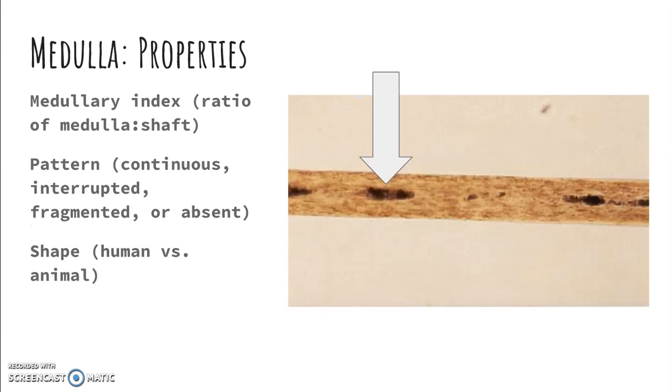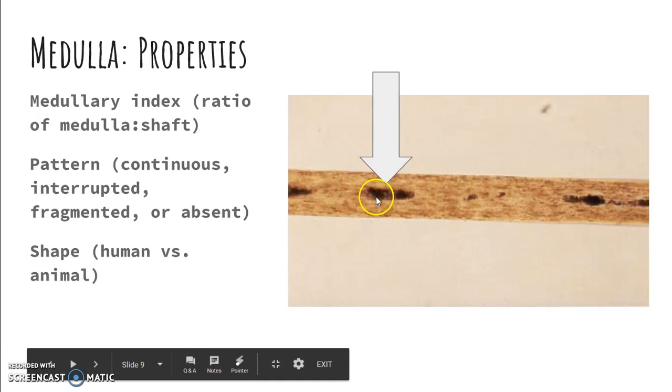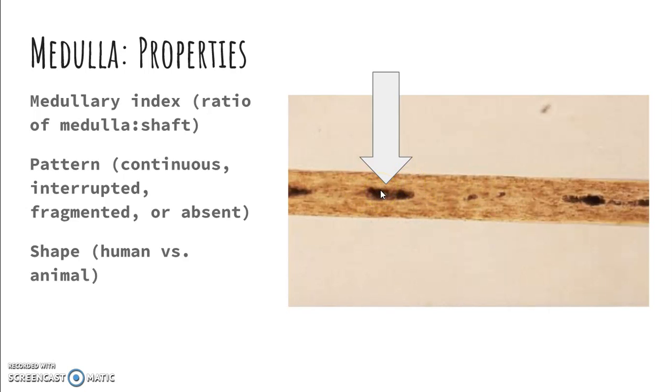And then the medulla, there's lots of different properties we can look at to analyze this, and that's the very, very middle portion. Okay, and you see here, this would be part of the medulla. You can look at the ratio between the medulla and the shaft. You can look at the pattern, and you can also look at the shape, which will help tell us if it's human hair versus animal hair.